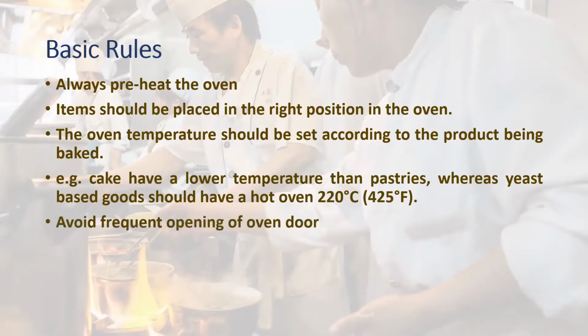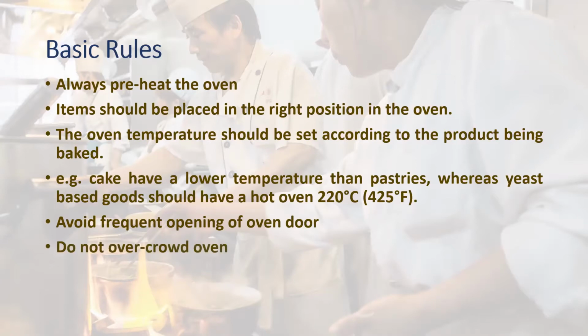Avoid frequent opening of the oven doors. Each time you open the door, some amount of heat loss happens. So the more frequently the doors are opened, the more heat loss there will be. The temperature within the oven would come down. So you should avoid opening the door frequently. Also, when you're opening the door, keep your face away from the door, as the hot blast of air might come onto your face.